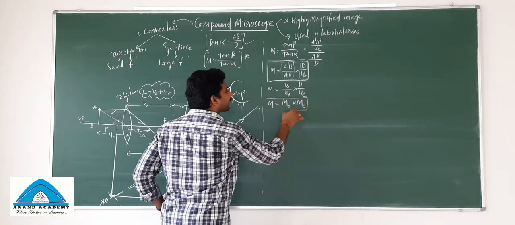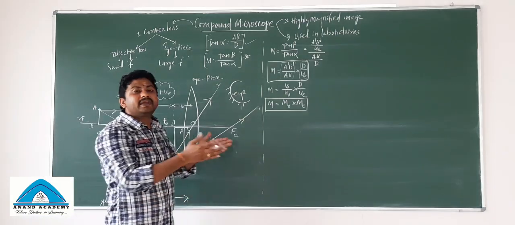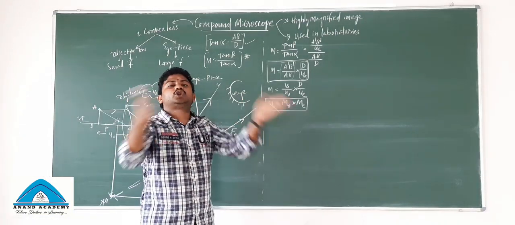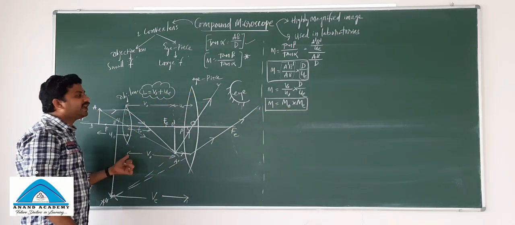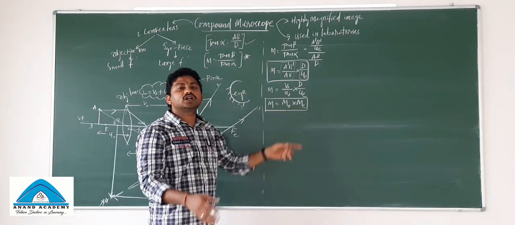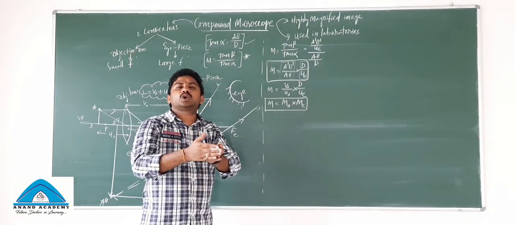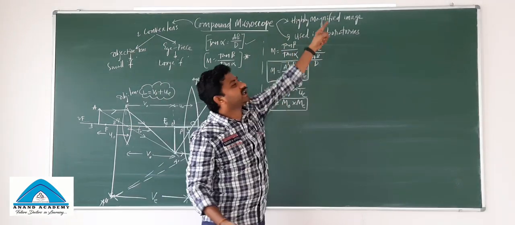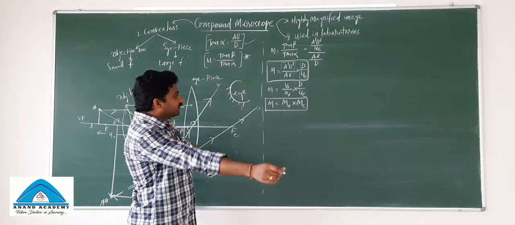So the net magnification of a compound microscope will be because of the product of two magnifications: magnification of your objective lens and magnification of your eyepiece. So that's the reason the compound microscope gives you a highly magnified image. Let's see. Follow.